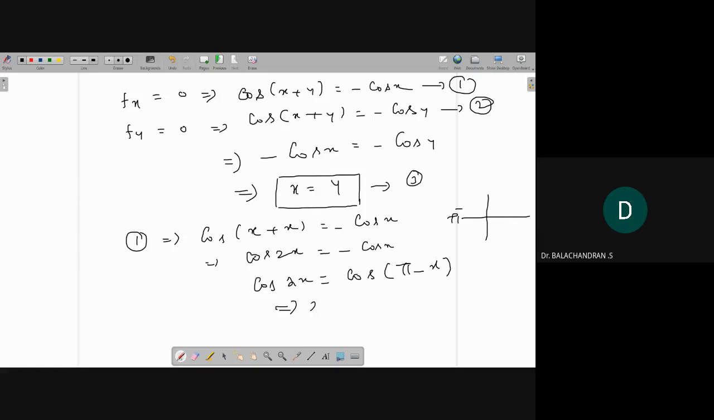This implies 2x is equal to pi minus x, or 3x is equal to pi, or x is equal to pi by 3. But we know that x is equal to y. This implies y is also pi by 3. So we got the stationary points: pi by 3 comma pi by 3.